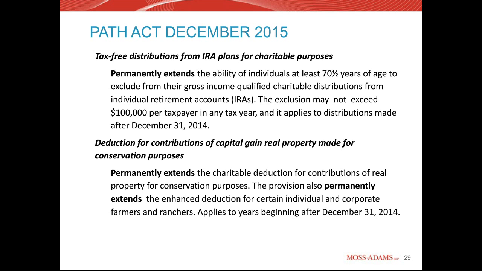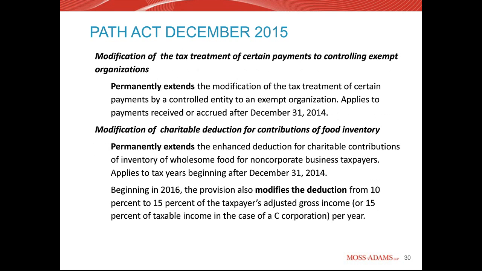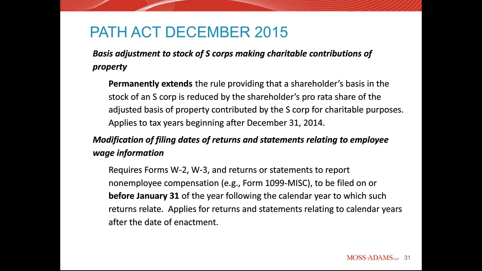Capital gains for conservation purposes, that's permanent. Payments to controlling organizations, that's back from the Pension Protection Act of 2006. Contracts in place then, they're saying, all right, if you still have that contract, you're okay. Food inventory contributions, basis for S corporations, that their adjusted basis goes not by fair market value, but they look at basis.